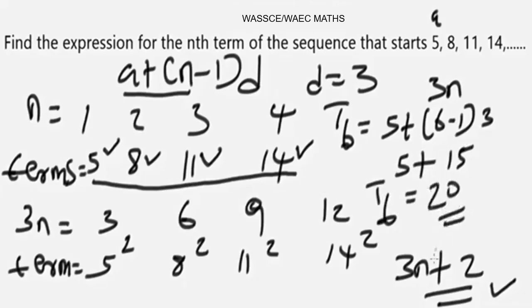Now let's verify using the expression for the nth term. When you plug in 6 for n, 3 times 6 gives us 18, and 18 plus 2 gives us 20. Alright, so this is correct. This is basically how you can deal with this kind of problem.